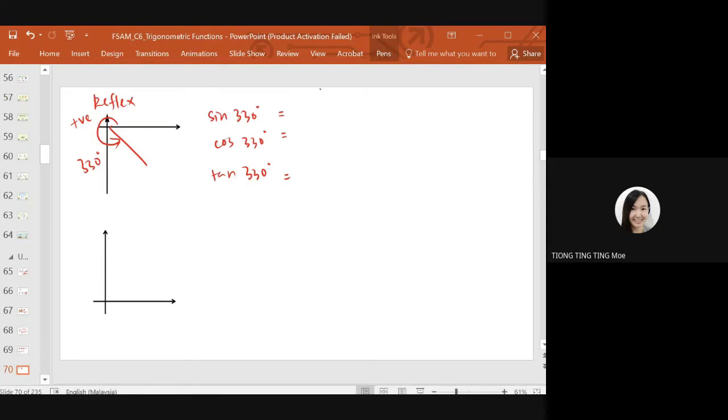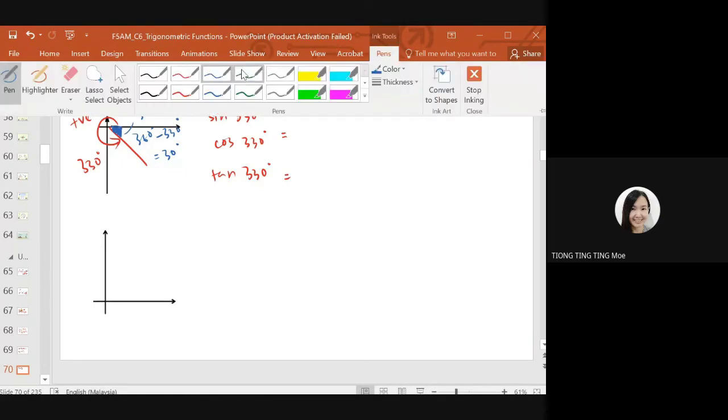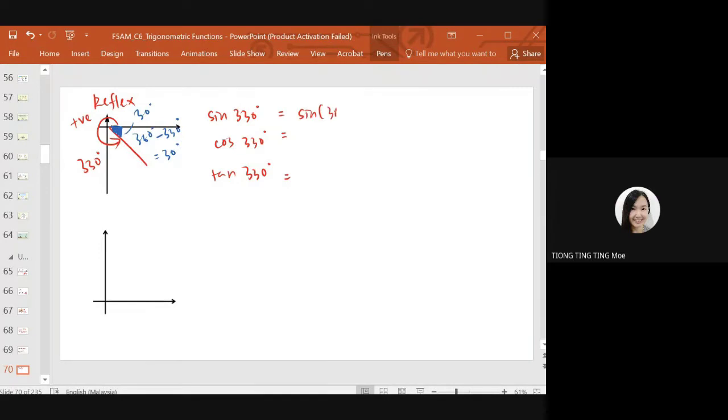So we find out the reference angle first or the basic angle first. Then of course this one is what? It's a small one. The whole circle 360 minus 330. So it's 30 degree. Here is 30 degree. Okay, so it's sine 360 minus 330, cos 360 minus 330, tangent 360 minus 330. So we write down first sine 30, cos 30, tangent 30.